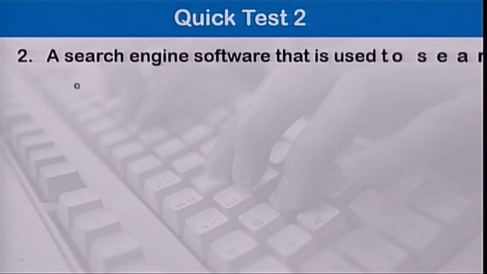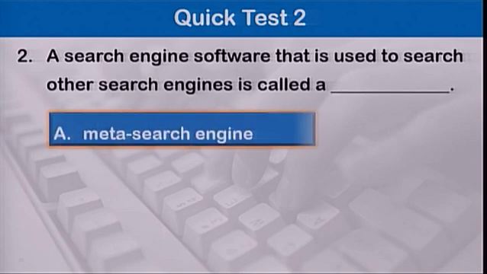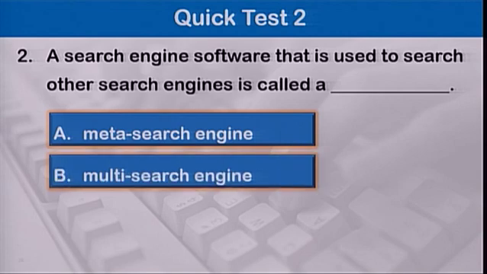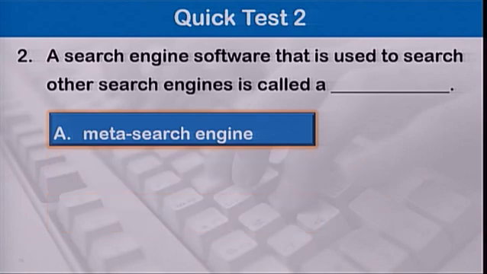Question 2. A search engine software that is used to search other search engines is called a meta search engine, multi-search engine, mixed search engine. Of course, the correct one is A. Meta search engine.